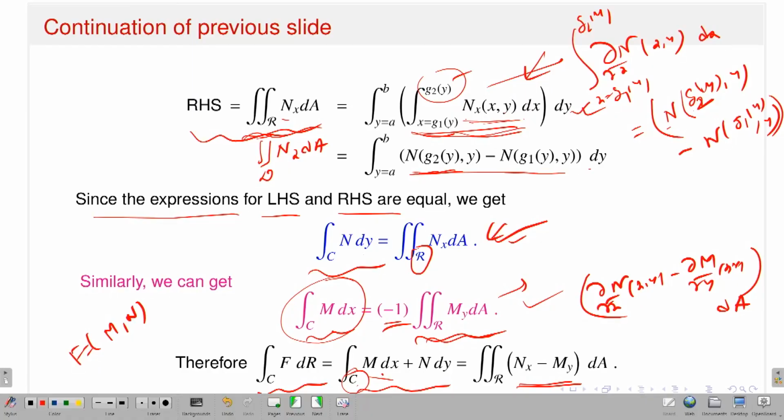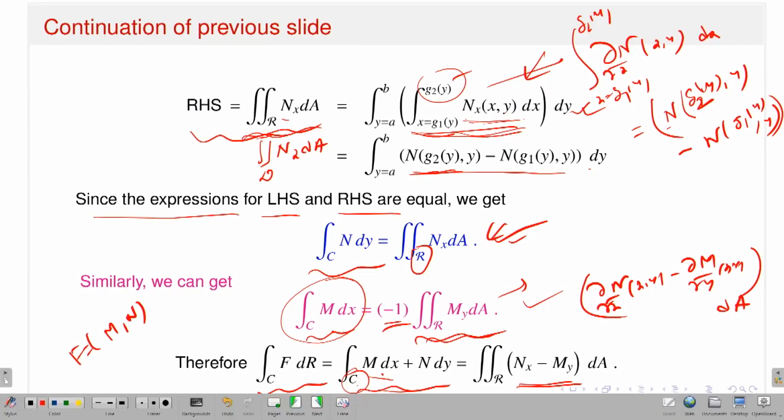Now, you just add it. So, therefore, your vector line integral of capital F dot dr, which is the corresponding line integral M dx plus N dy, if I combine it together, gives you the double integral over the region R or over the region D, does not matter, both are the same, of del N del x minus del M del y dA. So, this is the corresponding proof of Green's theorem.